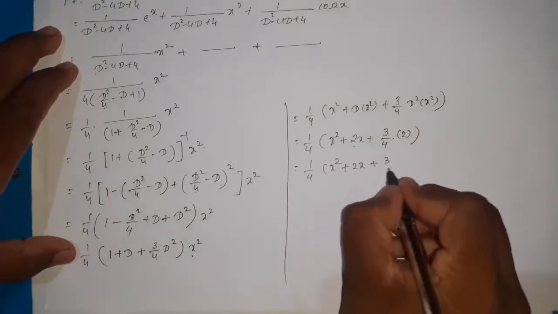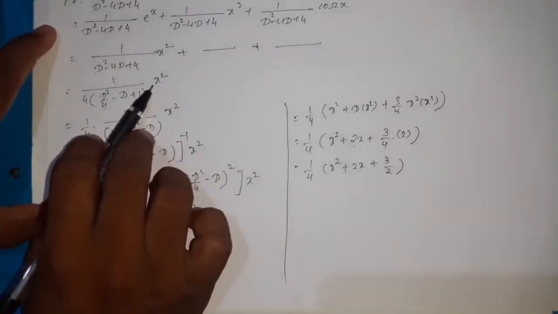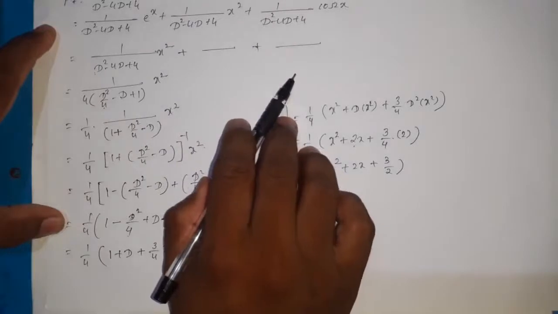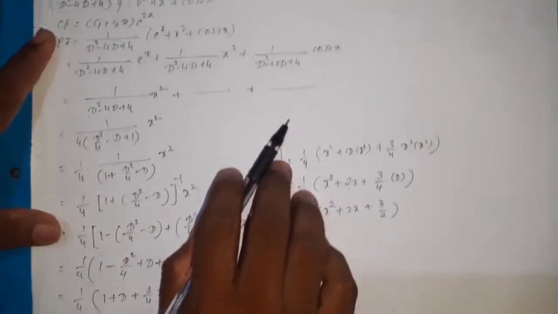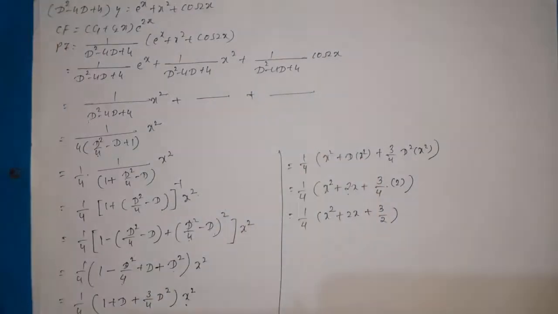So this is the particular integral only for the function x square, and the remaining two particular integrals are there, one is e power x and one is cos 2x. So complete the particular integral and hence write the general solution or complete solution as y is equal to CF plus PI.